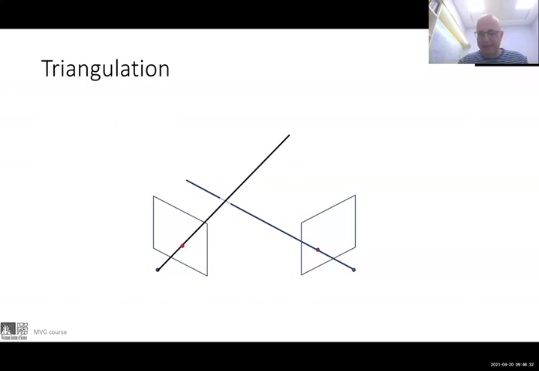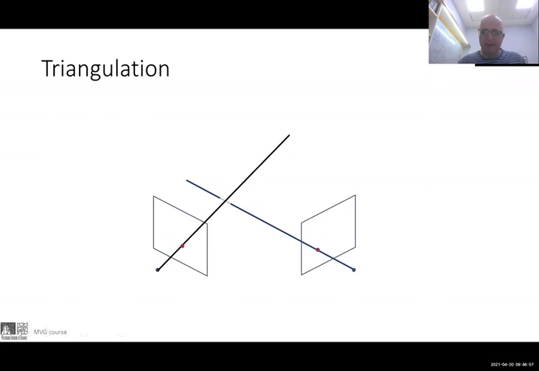The right point needs to be on the epipolar line. Exactly. That's exactly the constraint. If the right point is on the epipolar line of the left point that matches the left point, then they will intersect. Okay. But generally they might not. So how would we determine the depth if these two rays don't intersect?